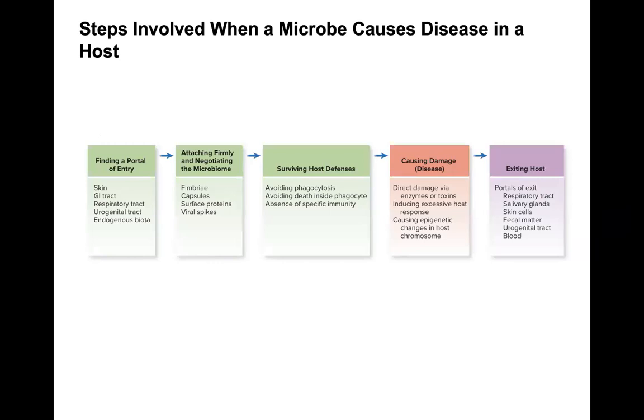So what we're going to get into now is what steps are involved when a microbe causes disease in a host. And there's 5 steps that are involved in what we call pathogenesis. That's what this is, how a microbe can cause disease. Pathogenesis is how microbes can cause disease. And there's 5 steps. 1, you have to enter. 2, you have to establish an attachment to the host. 3rd, you have to survive host defenses. 4th, you have to cause disease. That's the whole purpose of a pathogen. And then 5 is exiting the host.